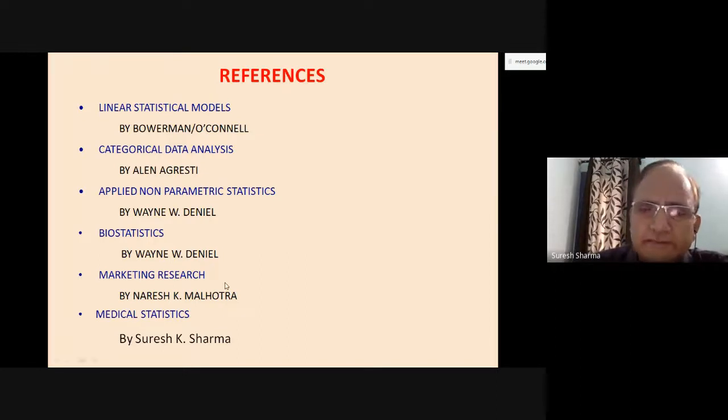Then if you want to master multivariate techniques like factor analysis, cluster analysis, conjoint analysis, correspondence analysis, or multi-dimensional scaling, then a very important book is Marketing Research by Naresh K. Malhotra. He is a foreign author, not an Indian author.